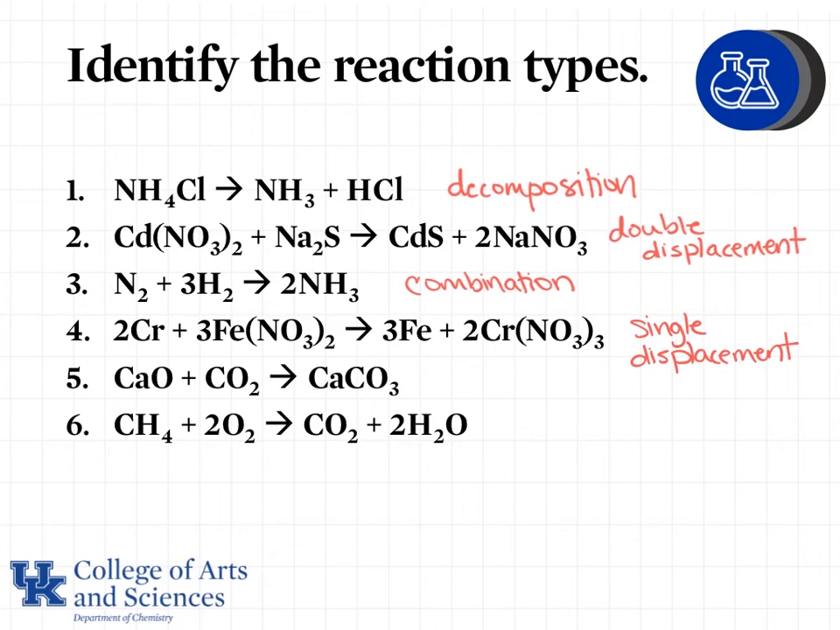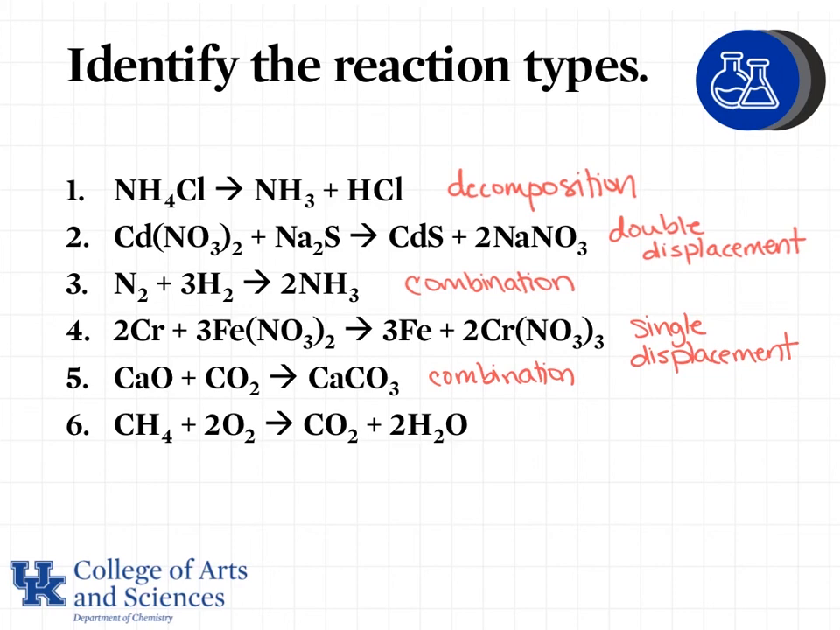Number 5. We have two compounds that come together to form one larger compound, so this is also a combination reaction. Notice that in this case we started with two compounds. In number 3, which was also a combination reaction, we started with two elements. Either is fine. The goal of a combination reaction is to take smaller things and combine them into a larger molecule.